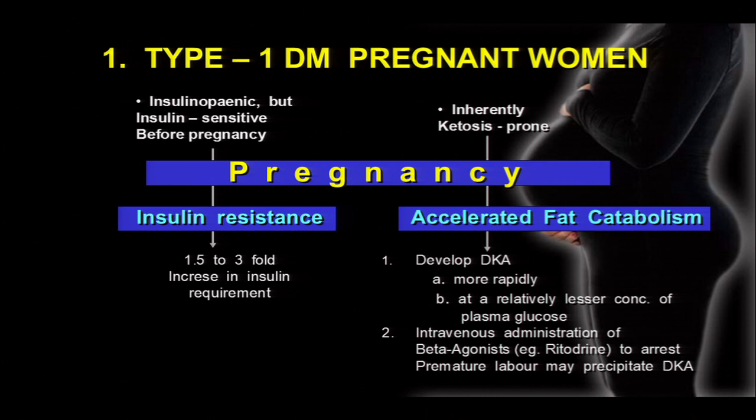The type 1 pregnant woman is characterized by insulinopenia outside pregnancy, but she is extremely insulin sensitive. At the same time, she has inherent ketosis proneness. The moment pregnancy occurs, insulin resistance of pregnancy and accelerated fat catabolism are superadded. The superadded insulin resistance results in a 1.5 to 3-fold increase in insulin requirement in these women, and this accelerated fat catabolism results in a tendency to develop diabetic ketoacidosis more rapidly and even at much lower levels of plasma glucose. She may develop it on intravenous administration of beta agonists like ritodrine to arrest, say, premature labor. She may have diabetic ketoacidosis.